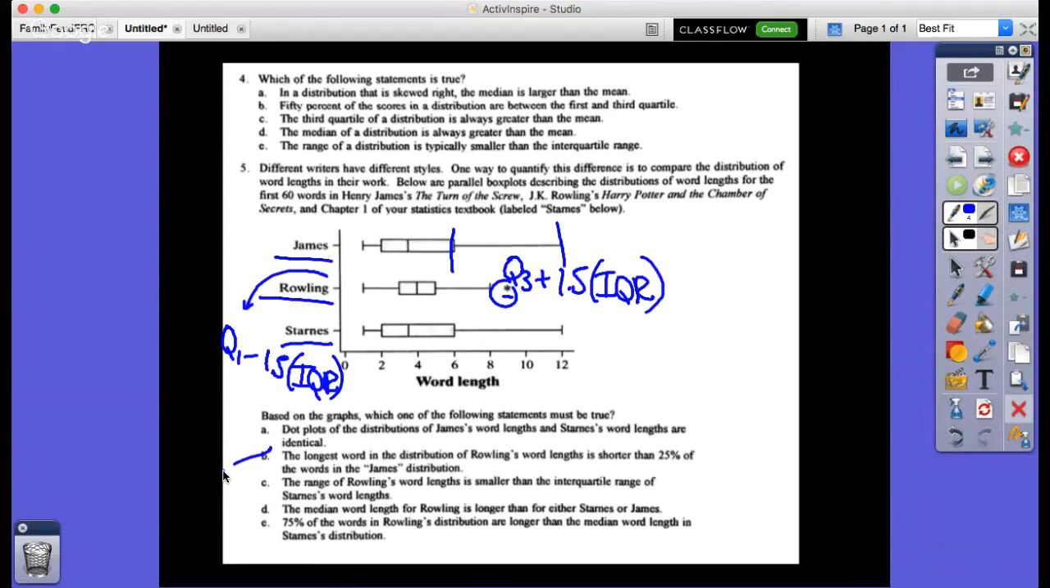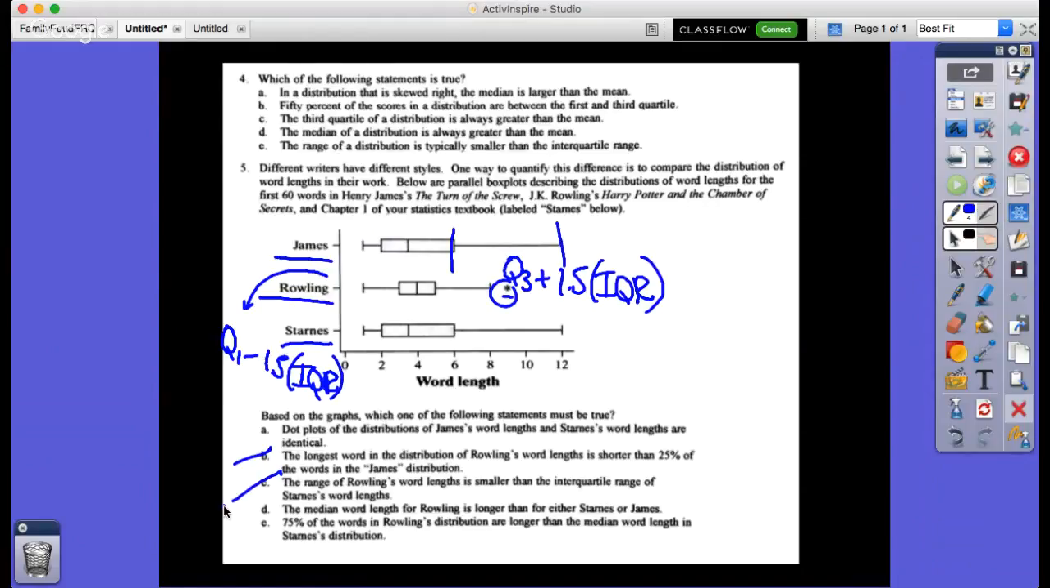C is the range of Rawlings word lengths is smaller... these are wordy. The range of Rawlings word length is smaller than the interquartile range of Starnes word length. Is this smaller than this? No, it's not. That's gone.